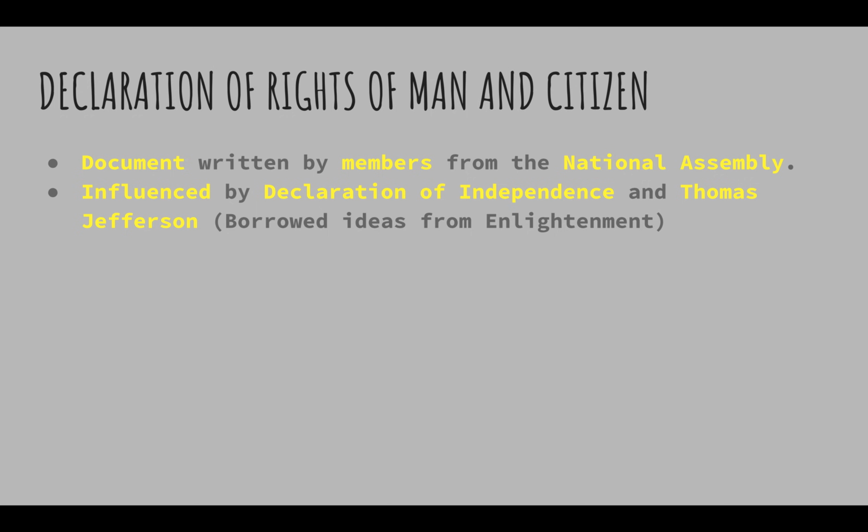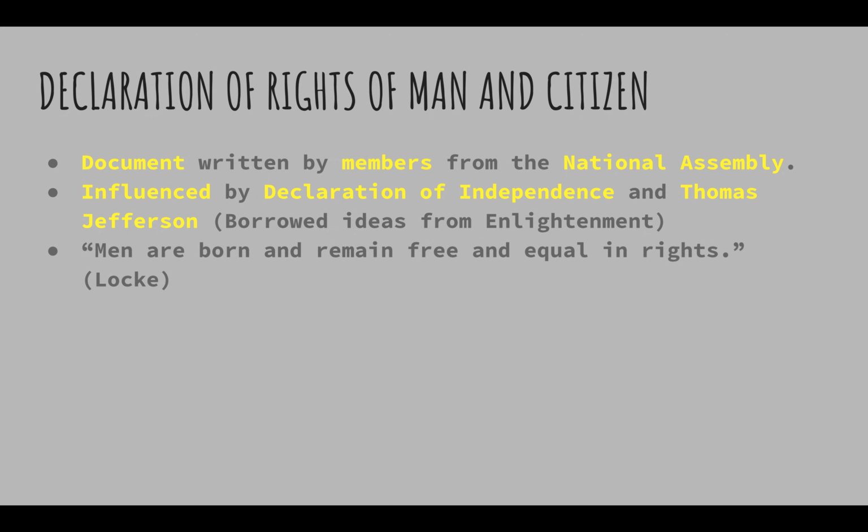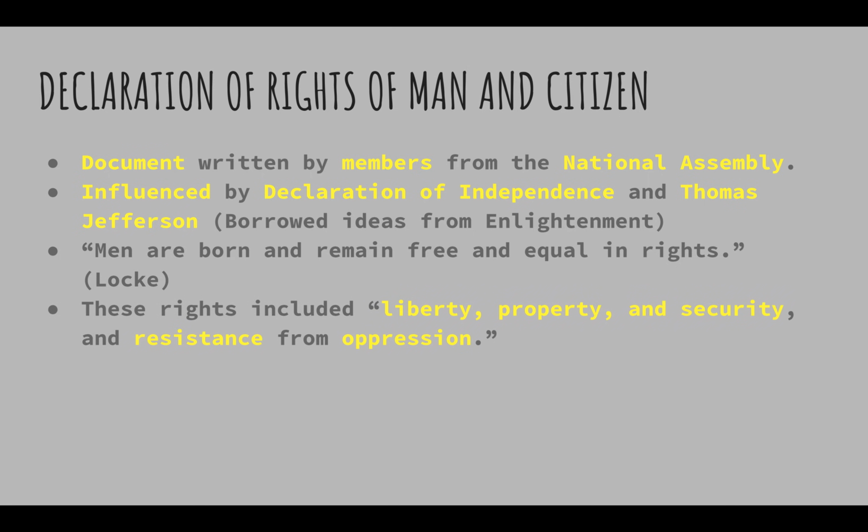They're going to be very influenced by John Locke because remember, Jefferson got all of his ideas from John Locke. So this played a big, big role in what was stated in that very, very important document. Just a quick quote, men are born and remain free and equal in rights, once again, coming from John Locke. These rights include liberty, property, and security, and the resistance from oppression. So this should all sound very, very familiar because we did talk about this with the Enlightenment. We also did talk about this with the American Revolution. Once again, the Enlightenment plays a big, big role and influence on the French Revolution breaking out.